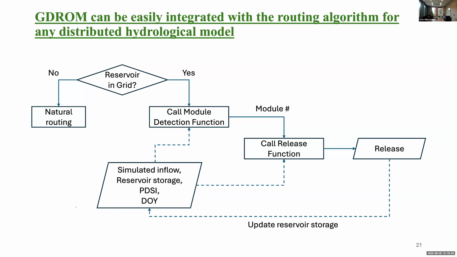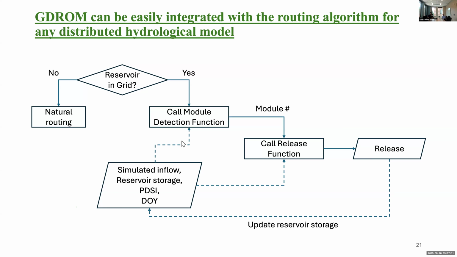So as Dr. Cai had shown in the previous slide, we had a tree algorithm, and then module one, for example, had different sets of if-then conditions. So those become the release function. This provides us the release, and that can be either used to update the storage or not, depending on our preference. This is the same method we used in the Mississippi scale model that Dr. Cai was talking about.